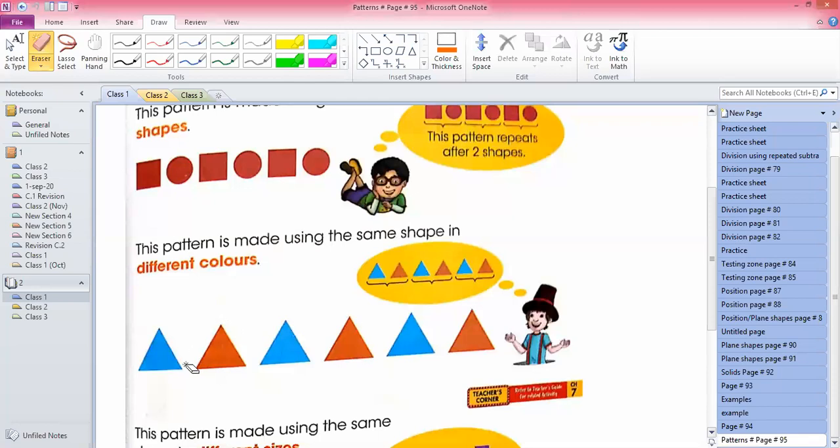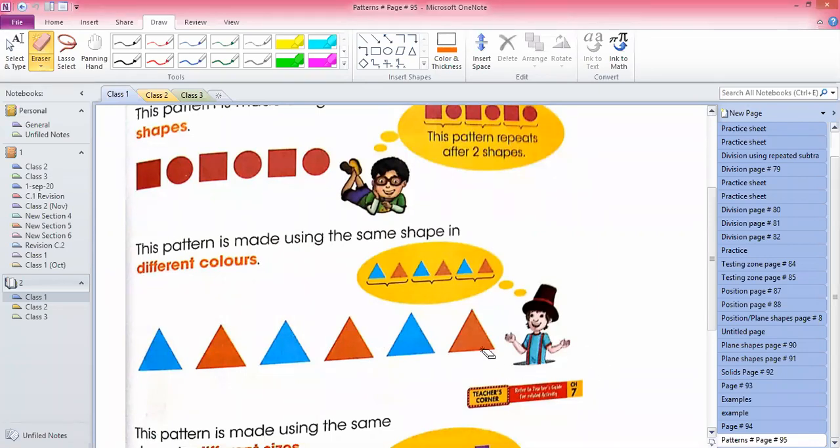So you can see that the first triangle is blue, the second triangle is orange, then again blue, again orange, again blue, again orange. So you can identify that this pattern is made up of two colors. The colors are blue and orange. After these two colors, the pattern is repeated. Blue, orange, blue, orange, blue, orange, and that will continue.